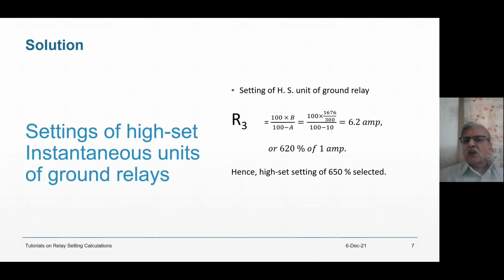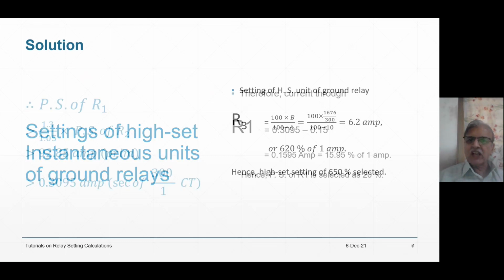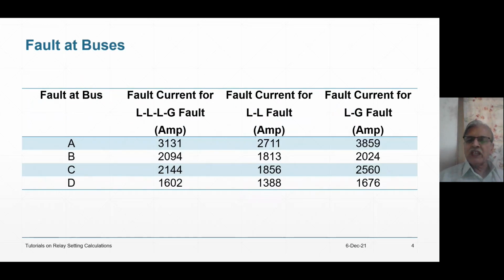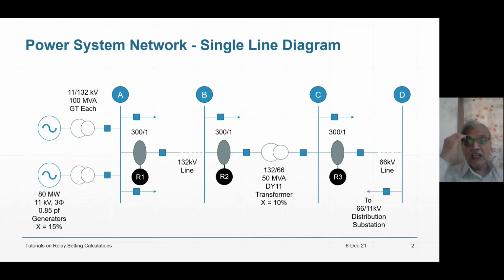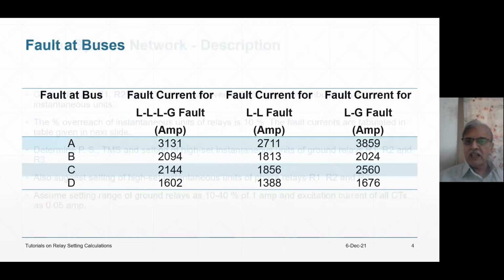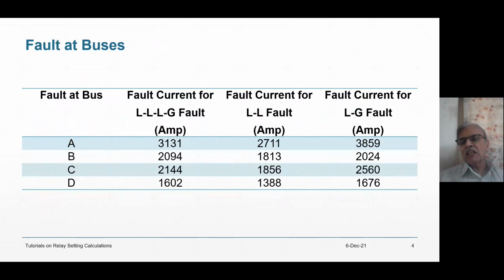B is the fault current, say for ground relay, line to ground fault current at next bus. So what is the next bus at R3? Let me check up. Next bus at R3 is D. And for D, my dear friends, my fault current is 1676. Remember, right? Similarly for C 2560 and for B 2024.